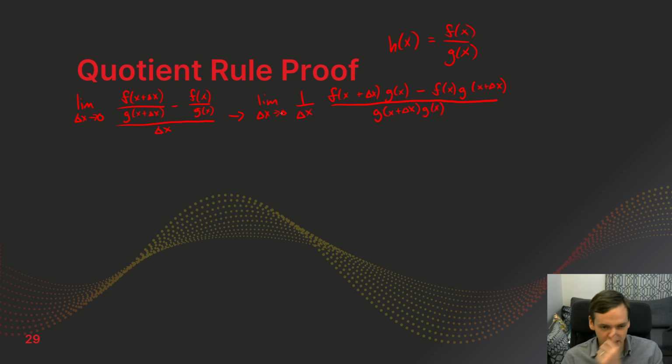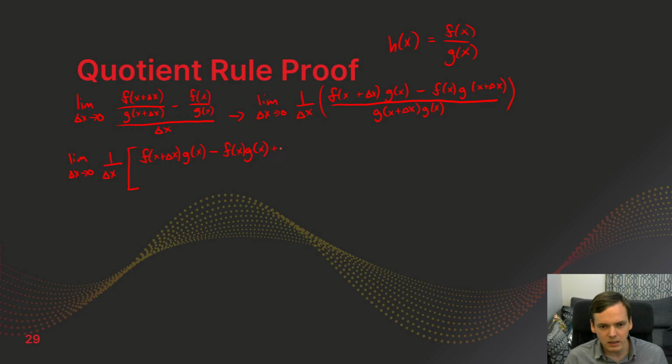And you'll notice that now this bit that I've got in the parentheses right here is the same as the numerator we had before. I just found a common denominator and combined them. Now, like with the product rule, we're going to add and subtract a term in here that will let us break things up and work with it in a nicer way later. So we've got our f of x plus delta x times g of x, and then I'm going to subtract and add f of x times g of x.